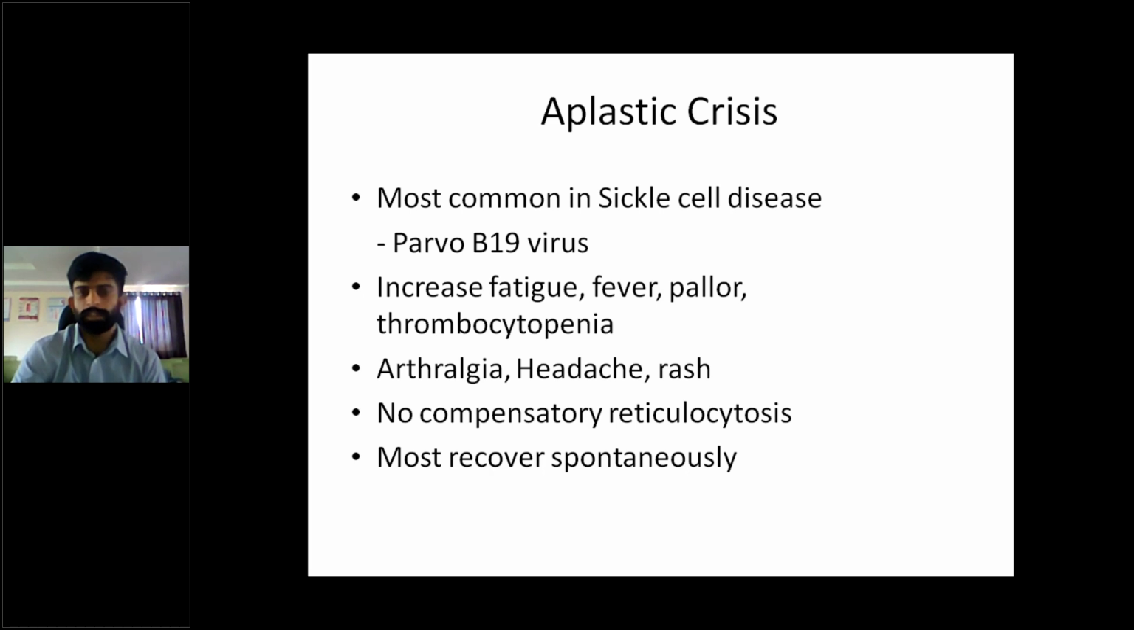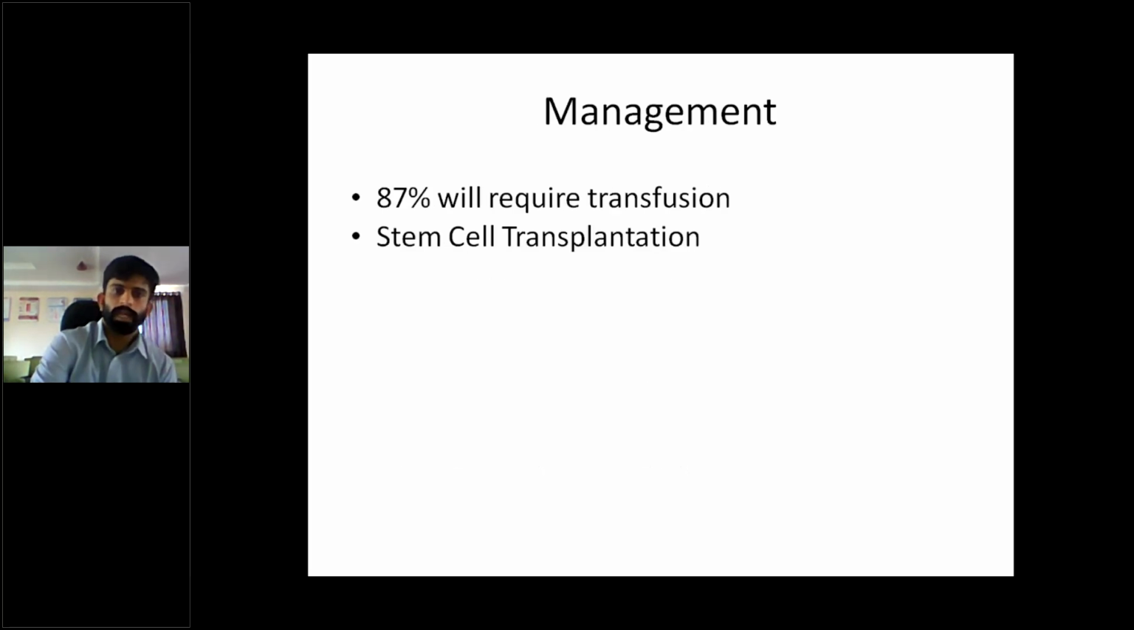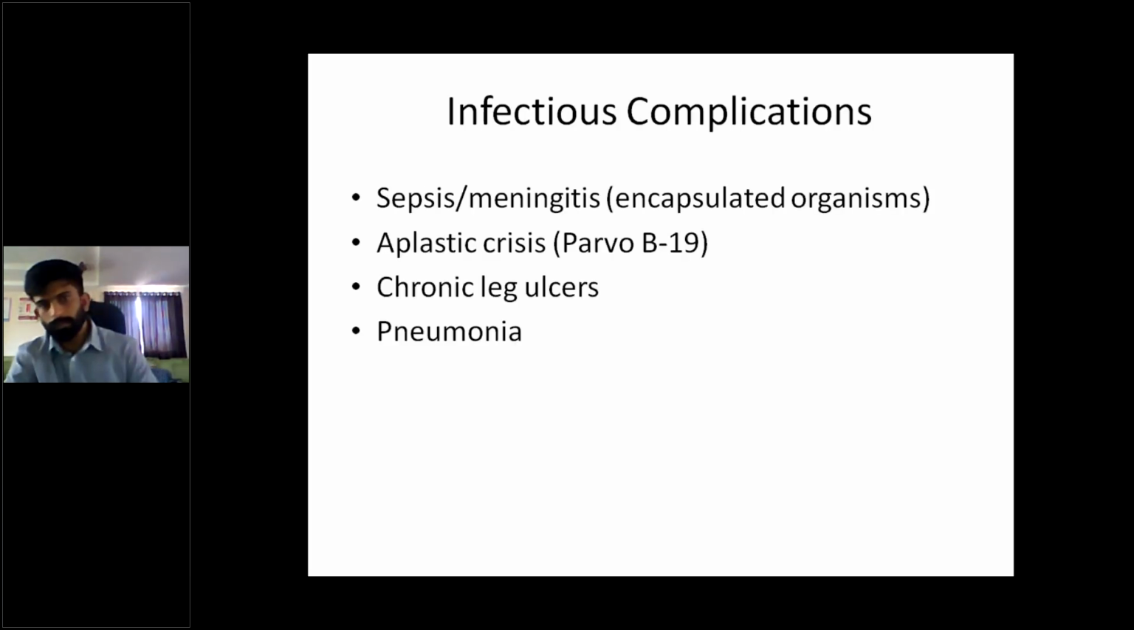Most recover spontaneously. So when the parvovirus B19 infection subsides, the aplastic crisis also will subside. However, 87% will require blood transfusion, and in severe cases, they may require stem cell transplantation also.